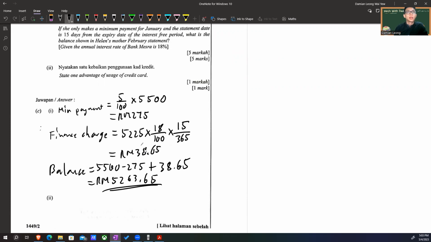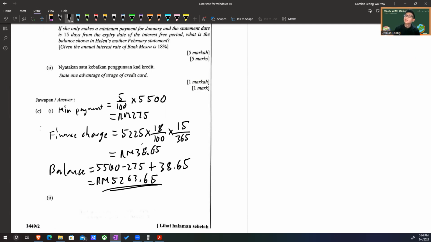So yeah, the second part, state one advantage of usage of credit card. One advantage of usage is actually there's a lot of advantage. You can talk about no need to carry cash. You can buy things or make payment online. You can even talk about auto debit payment of bills. You have statement to track your spendings. There's rewards and cashbacks. So a lot of, yeah.